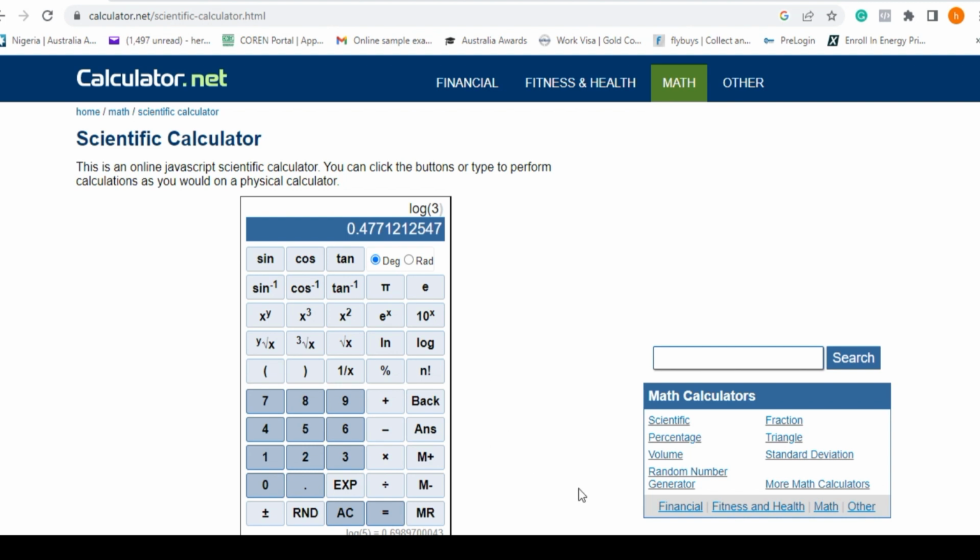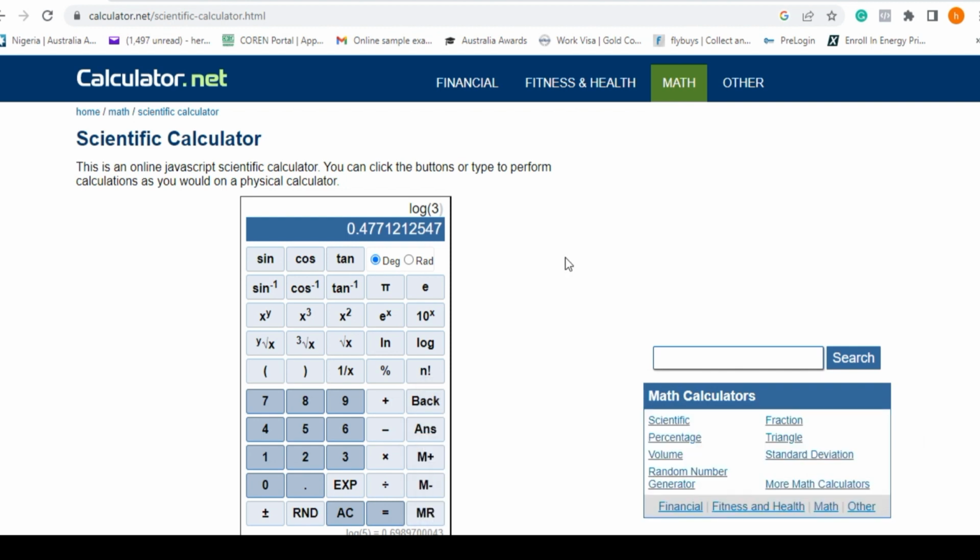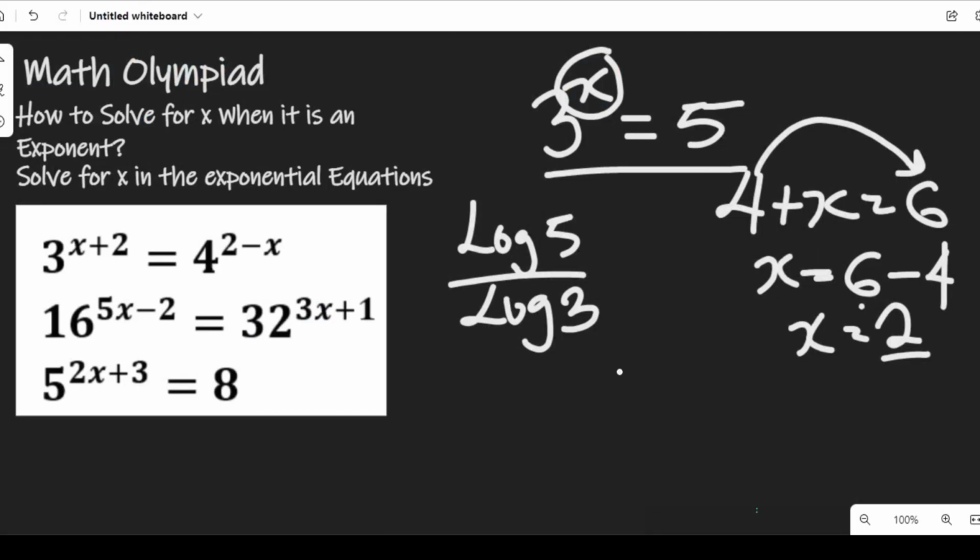Now let's go back to that equation. The log of 5, which is 0.6989, which we have written down, and the log of 3, which is 0.4771. If we go back to that equation, you come to find out that when you divide that, your value will be equal to 1.4648.